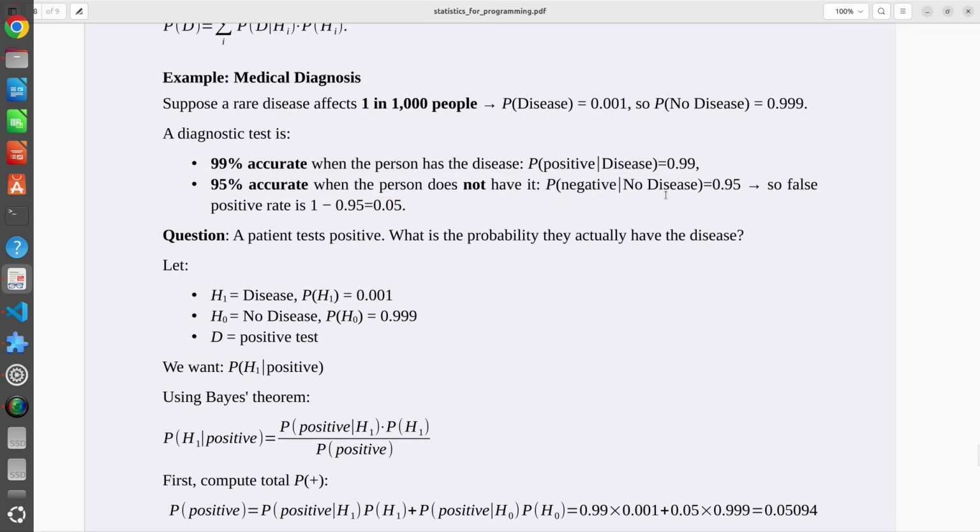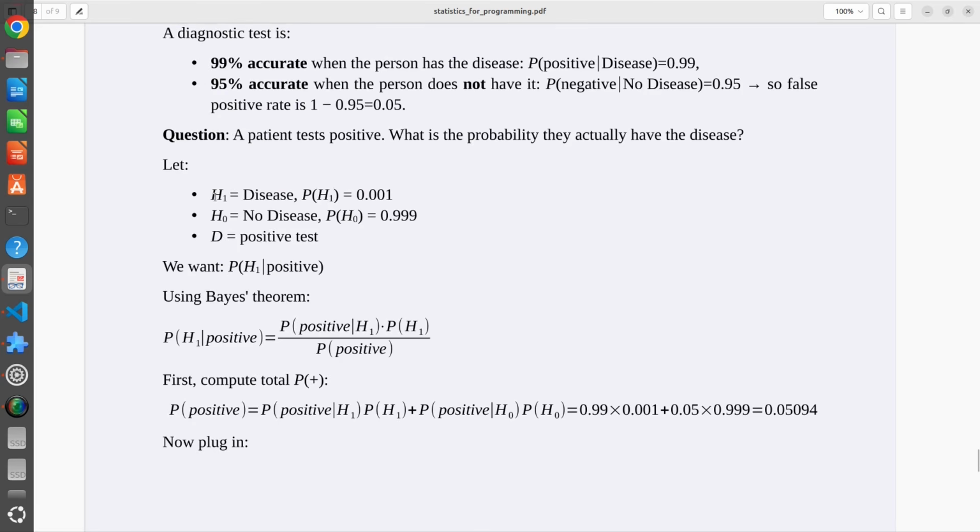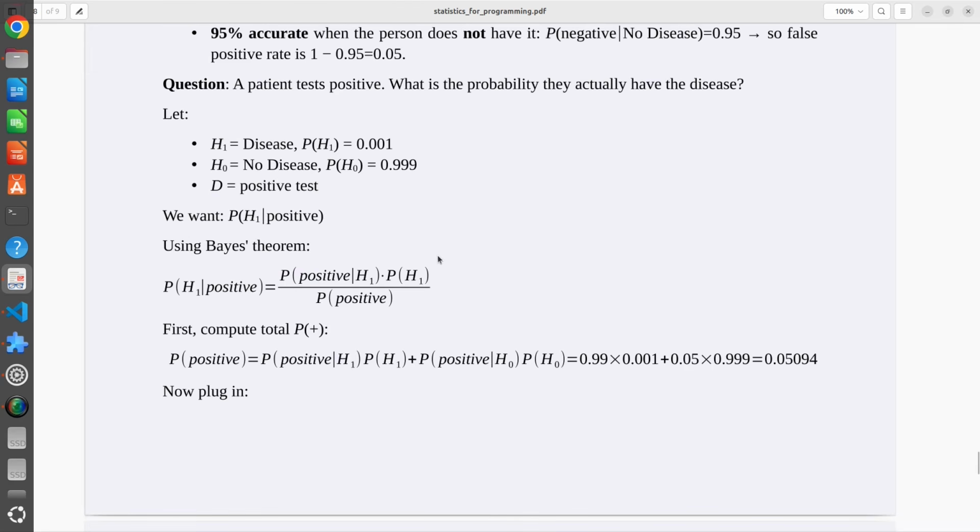Now the question is like this. A patient has a positive result. So what will be the probability that this person really has the disease? Let us see how we can do it. So let H1 equal disease and H0 mean no disease, okay? And the probability of having a disease is 0.001, and the probability of having no disease is equal to 0.999. And D means a positive test. We want to find out the probability that a person really has a disease given that the test result is really positive, okay? So we can use the Bayes theorem like that one.